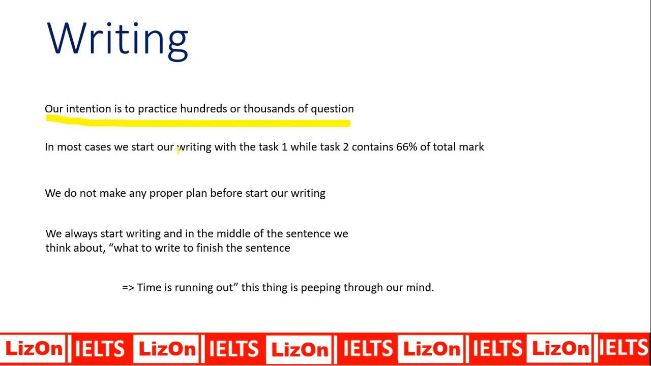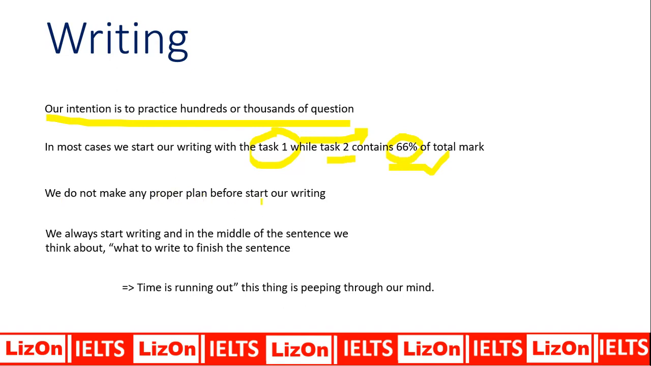In most cases, we start our writing with task 1. Well, task 2 contains 66% of the total mark. So if you start with task 1, you will get less time to plan for your task 2. But task 2 contains 66% of your total mark. So starting with task 1 is a mistake.